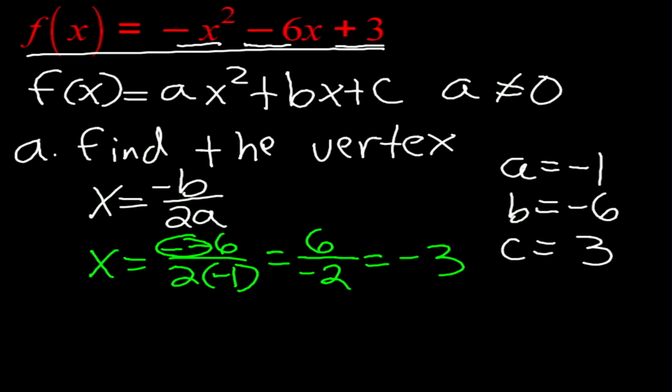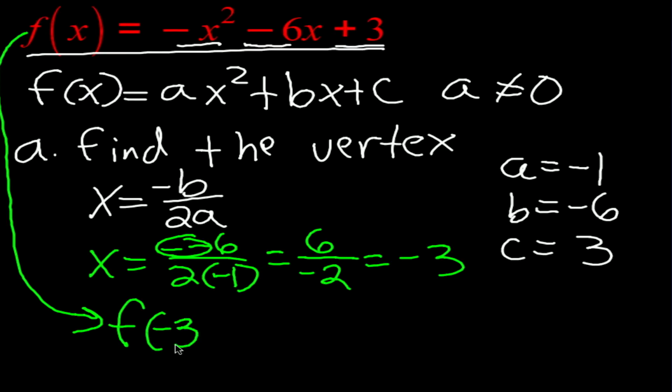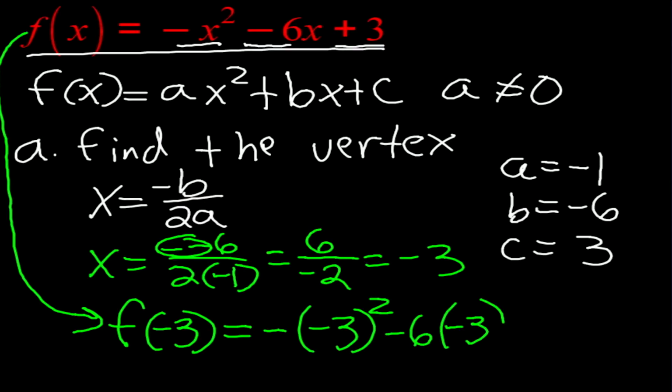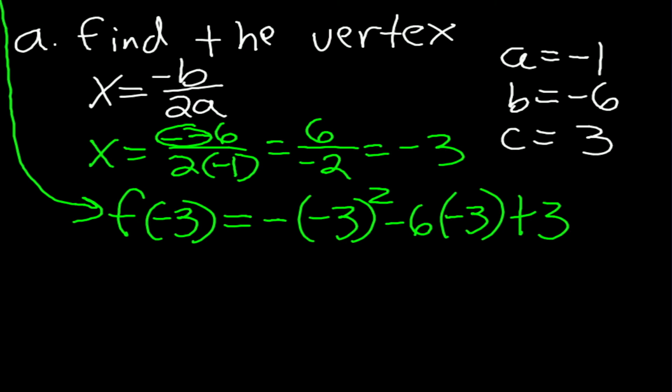Now, to find the y value, I have to go back up here to my original function and evaluate it at x equals negative 3. So I'm going to find f of negative 3. Everywhere in the function that I have an x, I'm going to substitute in a negative 3 and then use the order of operations to figure out what that comes out to be. So it's going to be a negative 3 squared minus 6 times a negative 3 plus 3. And then we just simplify.